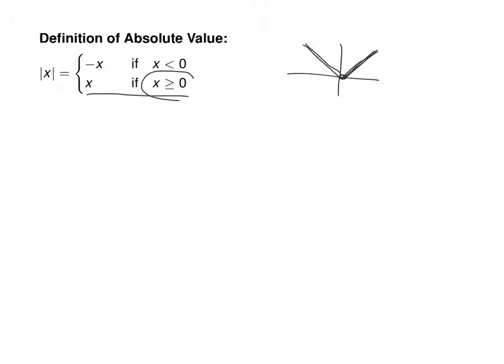If x is bigger than 0, that means x is positive, right? Does that make sense? So what that says is to find the absolute value of x, if your x is positive, it's just itself, okay? Now the second one says that if x is less than 0, what does that mean about x? Is it positive or negative? Negative. So if x is negative, you negate it.